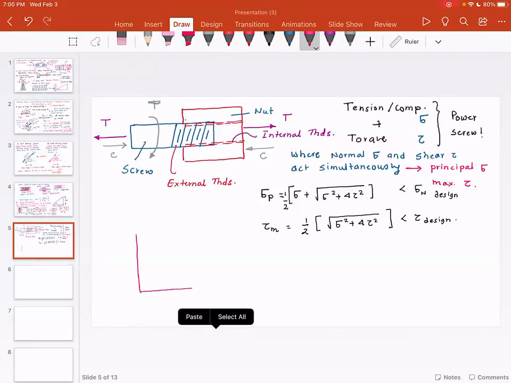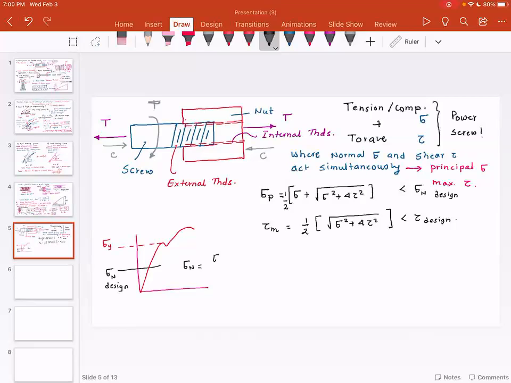And when I talk about what I mean by design stress, remember we talked about the failure criteria, and we talked about the failure of mild steel, the stress strain curve. So what you have is the yield stress for ductile materials, and the design stress is the yield stress divided by the factor of safety.